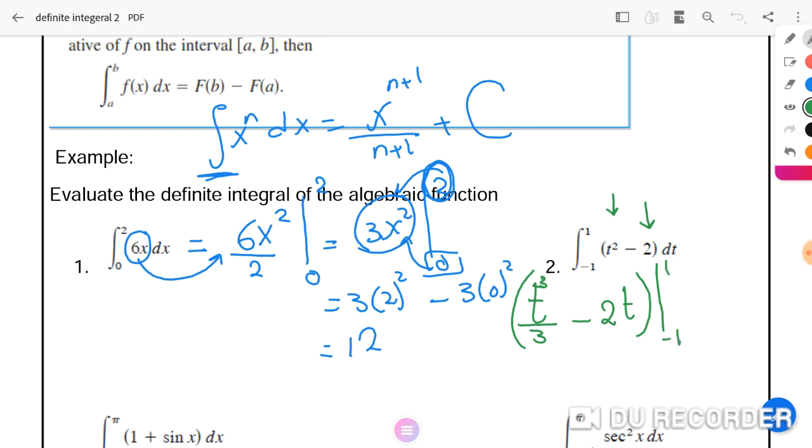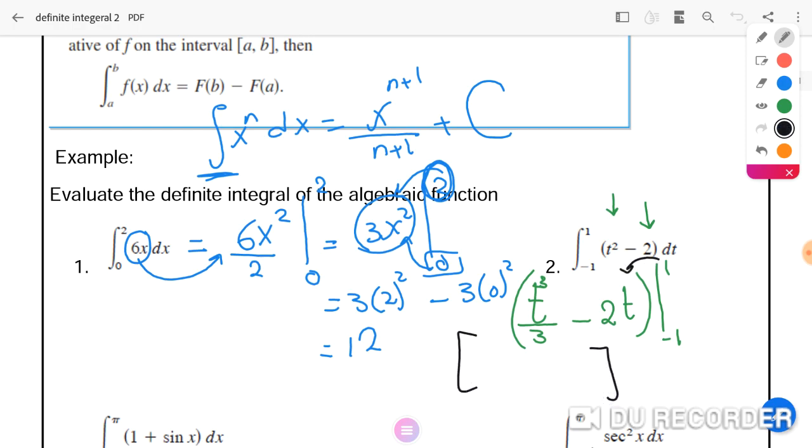In this case, we have to replace by the upper limit here between two brackets, minus the value of the antiderivative at the lower limit of integration. Here it will be 1 cubed over 3 minus 2 multiplied by 1, which is -2. Okay, if we replace by -1, it will be -1 all to power 3 over 3 minus 2 multiplied by -1.